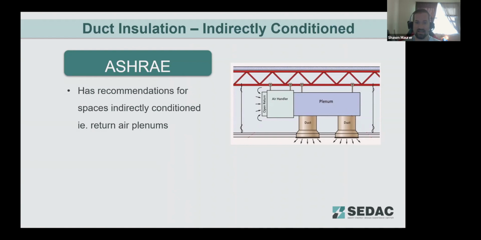But on the supply side, you do have a temperature difference there that can, in some situations, lead to condensation. And you're also just losing some heat in a space that's not impacting the comfort of the occupants. And so on the supply side, you do have to have that R1.9 duct insulation in an indirectly conditioned space, such as an above ceiling plenum.